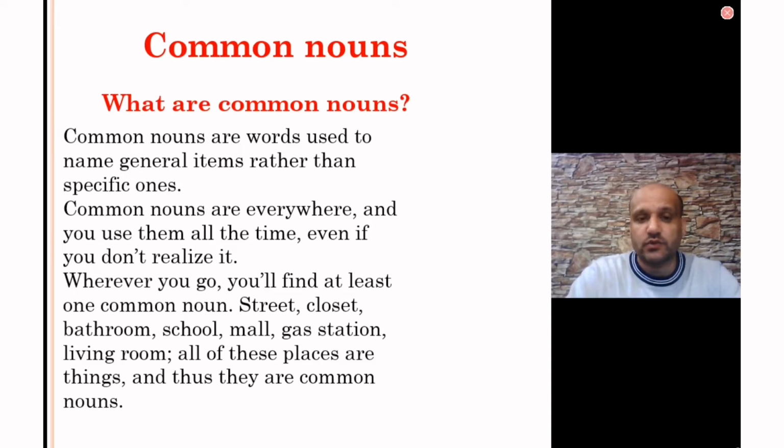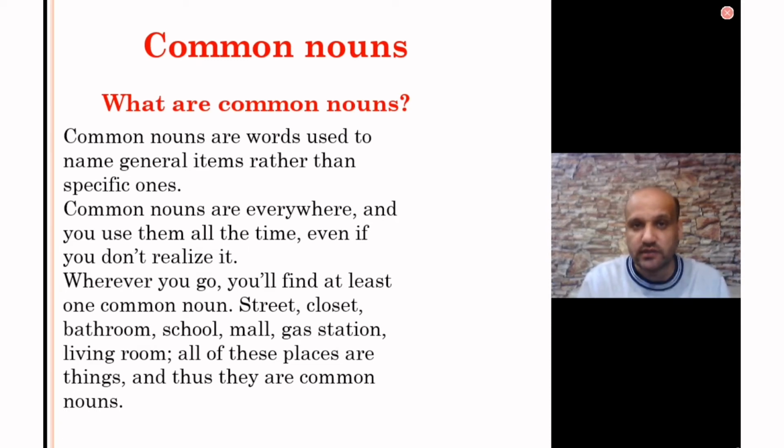For example, look at these examples. Street. When I say street, there are a lot of streets. So it's a general word. That means it's a common noun. Closet, bathroom, school, mall, gas station, living room. All of these are places or things, and thus they are common nouns because they are general words. I don't mean a specific thing or a specific place. That is the common noun.